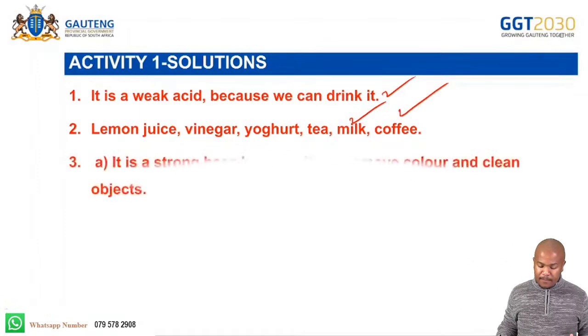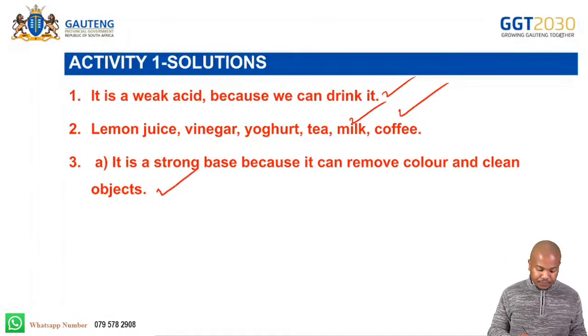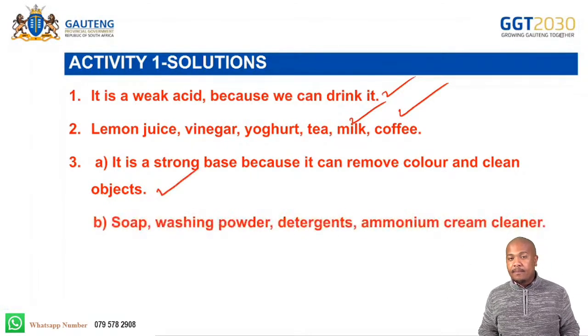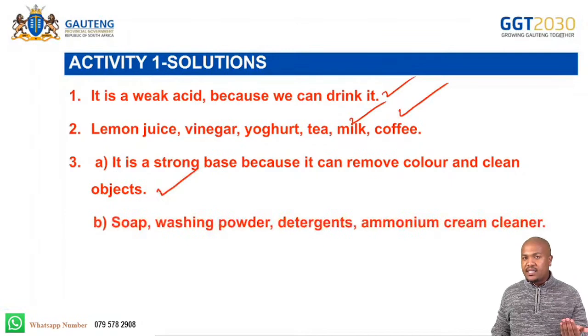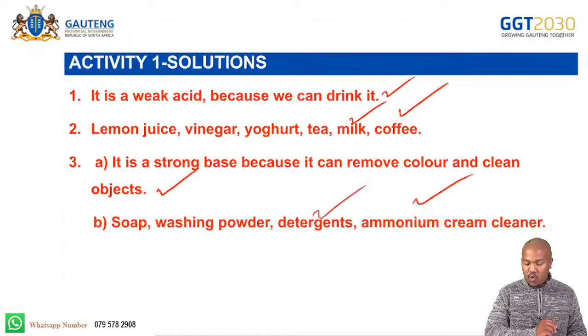Then, number three, 3A, we say that it is a strong base. Bleach is a strong base because it can remove color and clean objects. It is a strong base that fights off dirt. Then we have B, examples of bases. Amongst others, we have mentioned soap, washing powder, detergents, ammonium cream cleaner. So mark any two as well.